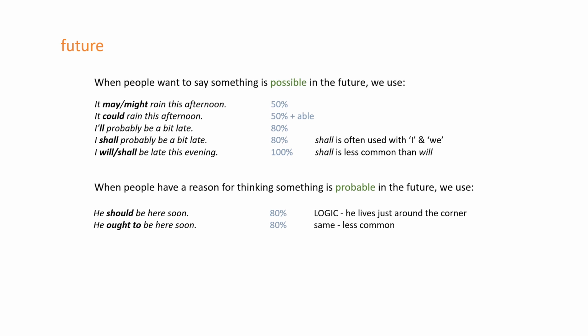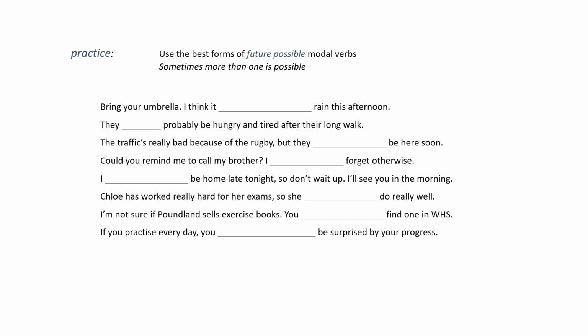So, he should be here soon. Logic, he lives just around the corner. Or he ought to be here soon. Probably. So, it's practice time, folks. Here we go. Use the best forms, and remember, sometimes more than one is possible. So, bring your umbrella. I think it will rain this afternoon. I think it may, might, could, will rain this afternoon.